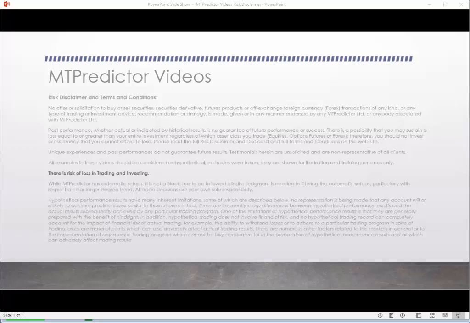In today's MTPredictor video, I'd like to look at an example on the DAX that's just unfolded, of how to put all our MTPredictor analysis together. In other words, look at the multi-time frames.